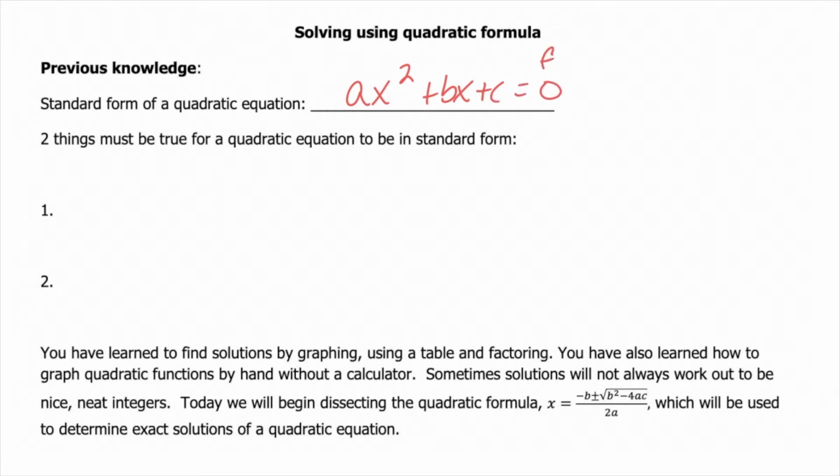Now that could be equal to f of x. It could be equal to y as well. But for the purpose of solving, we're going to always think about it as being equal to 0, because when we set it equal to 0, we're finding the solutions or the x-intercepts. What the quadratic formula does is find those 2 points.